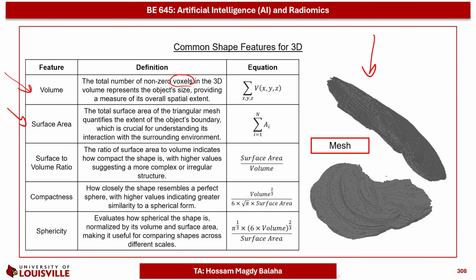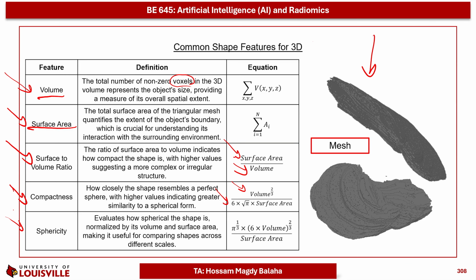Surface area is the total surface area of the triangular mesh. For the surface to volume ratio, we are dividing the surface area by the volume. Compactness is how closely the shape resembles a perfect sphere, not a circle in this case because we are in 3D, where higher values for the compactness indicate we are getting closer to the spherical form. This will be the volume raised to the power 2 by 3 divided by 6 multiplied by the surface area multiplied by the square root of pi.